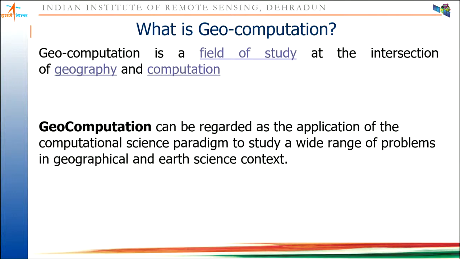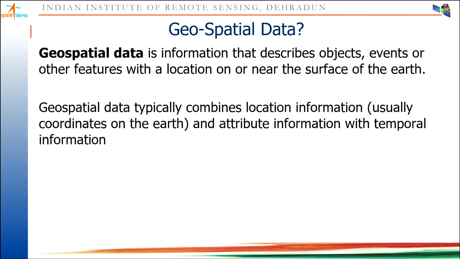So the main approach for geocomputation is that our approach should have a scientific temperament, we should focus on scientific study for geocomputation. It is a term coined recently, in 1997. Earlier we were using geoprocessing for the same. So next part is what is geospatial data.